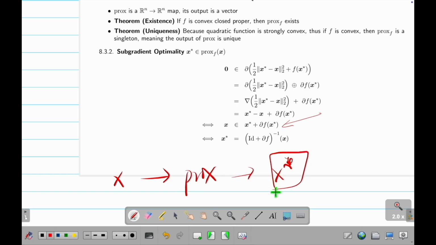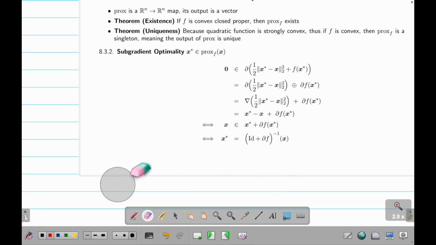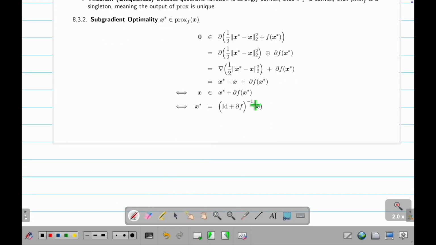How do I know this is correct? What is this? This point belongs to this thing. This point plus the subgradient of F exactly at this. Don't forget, this is a set, so there is more than one element. So this is belongs to. The last line is functional analysis, which you just treat as random.